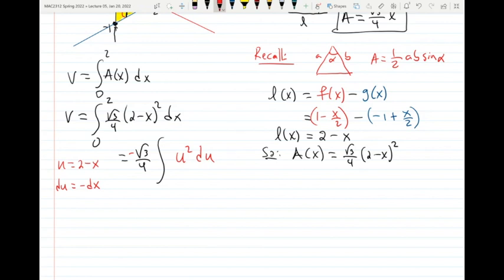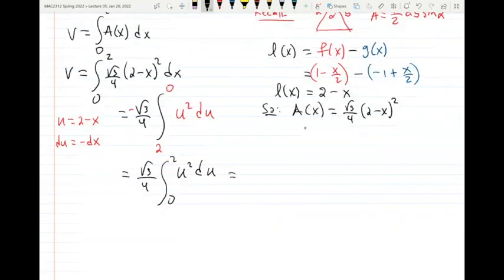Now let's fix the limits. When x is 0, u is equal to 2. And when x is 2, what's u equal to? 0. Now if you remember, we can always switch limits of integration, but then we get a minus. I'm going to use this minus to switch my limits. So now I'm going to use that minus to put the limits back, but we don't need to have a minus anymore. Are we okay with this?